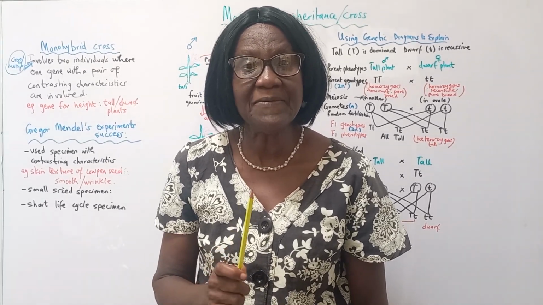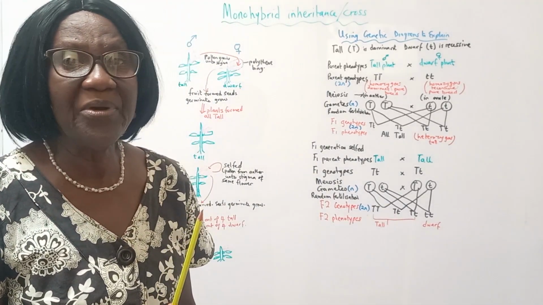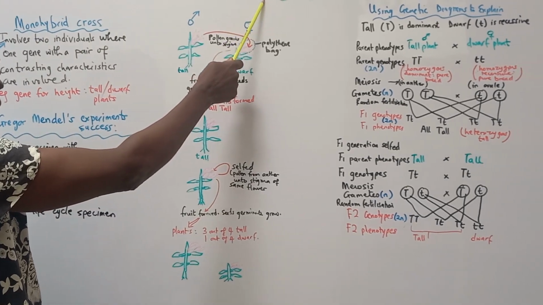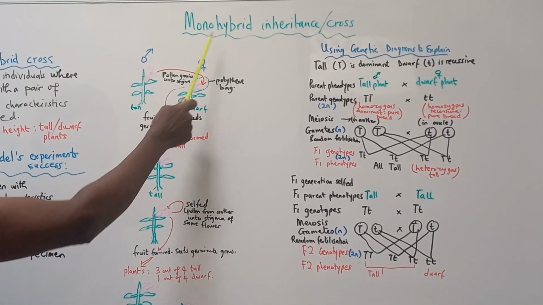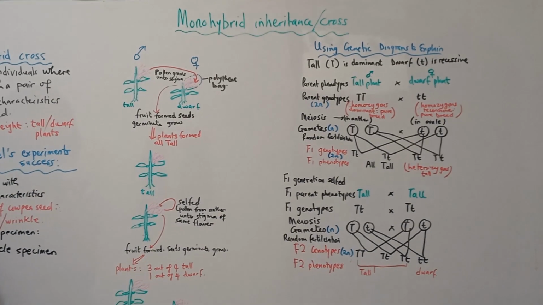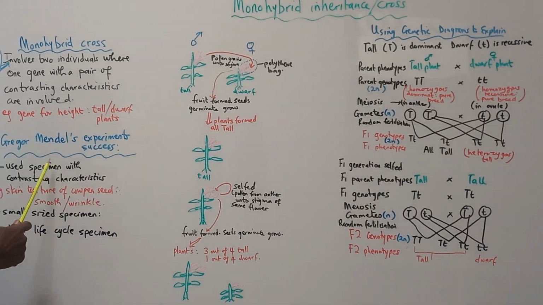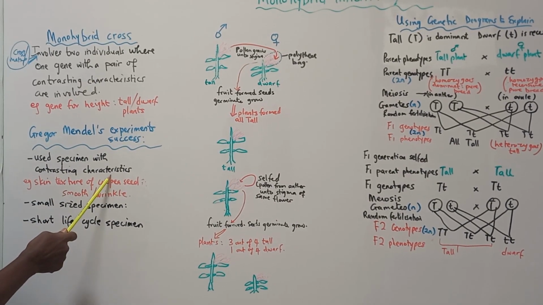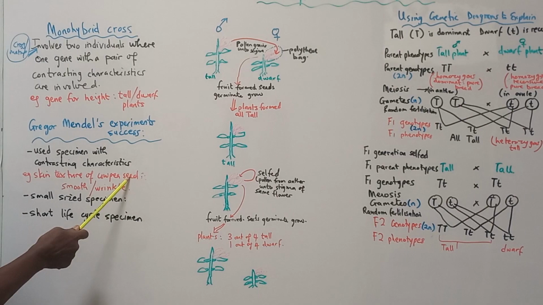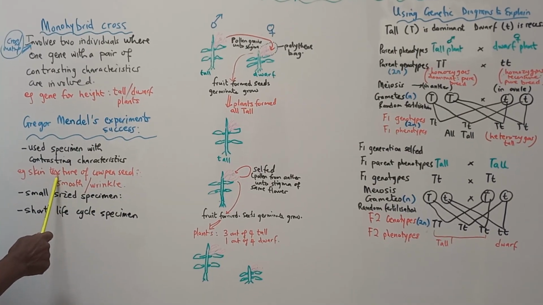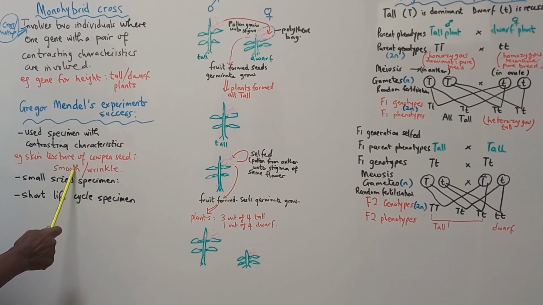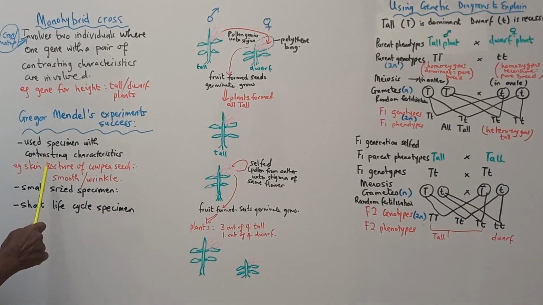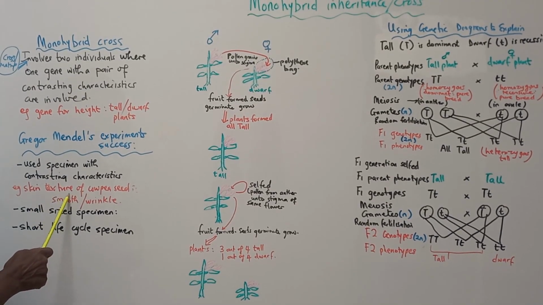In today's lesson, we will look at monohybrid inheritance, or cross. Mendel brought out monohybrid inheritance and dihybrid inheritance. So why was Mendel so successful? It is because he used specimens with contrasting characteristics. For example, cowpea seeds: he looked at skin texture, with contrasting smooth and wrinkled, two contrasting characteristics of a gene. The gene is skin texture.